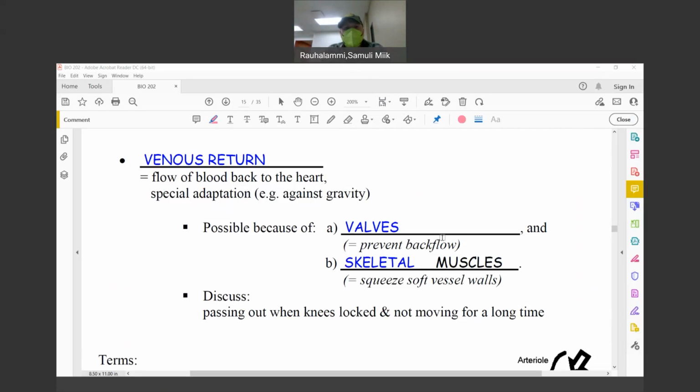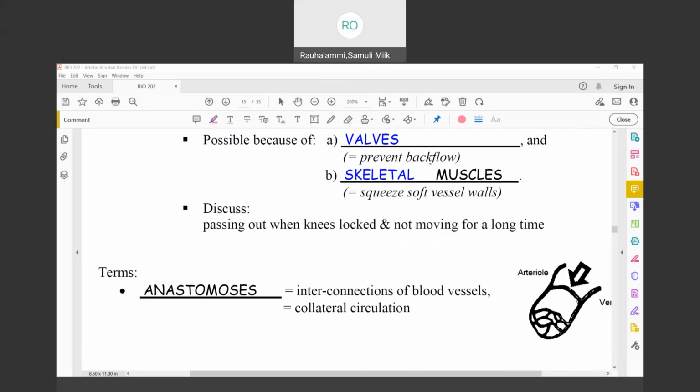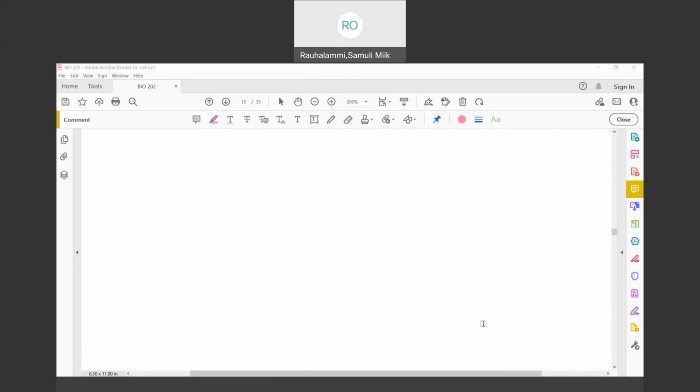So that is going to be your extra credit question in the exam, to be able to discuss venous return, all those things that I mentioned, also as they relate to passing out and so on. Another term that we see here, anastomosis, refers to collateral circulation. So these are interconnections from one blood vessel to another to find an alternative route if needed.